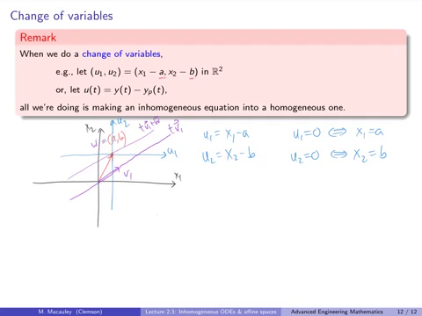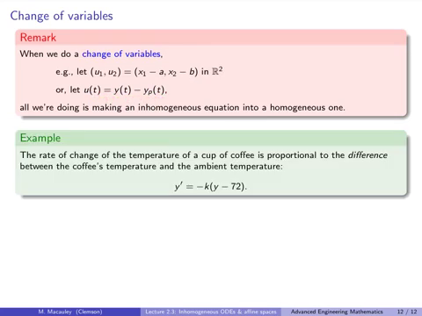So we're defining our axes, so this affine space is now a vector space. We're making an inhomogeneous equation, TV plus W, into a homogeneous one. Now let's do the same thing for differential equations.